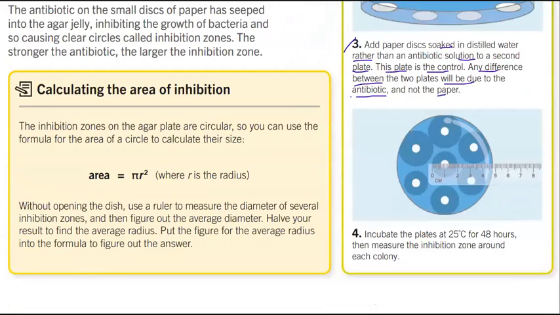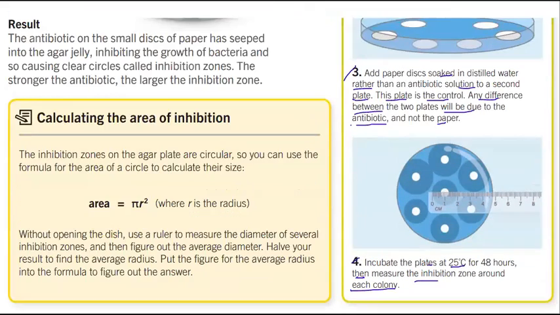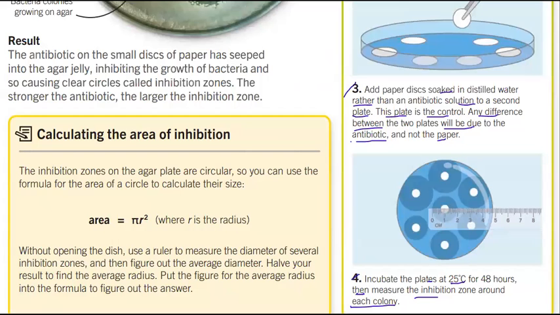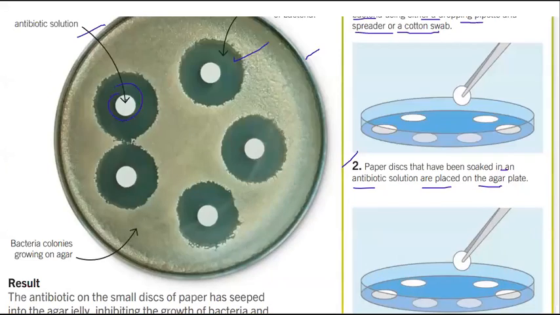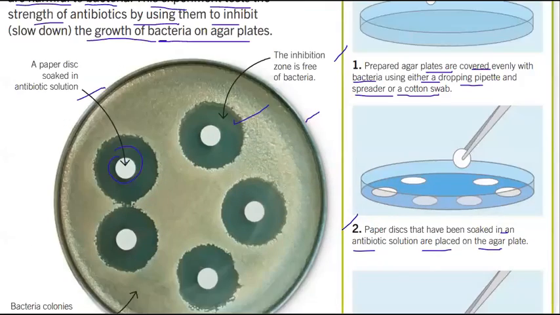Now you can see the size. Incubate the plates at 25 degrees Celsius for 48 hours, then measure the inhibition zone around each colony. This is the method of observation for doing this experiment.